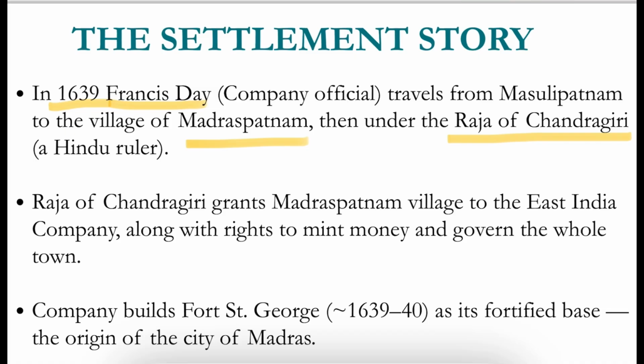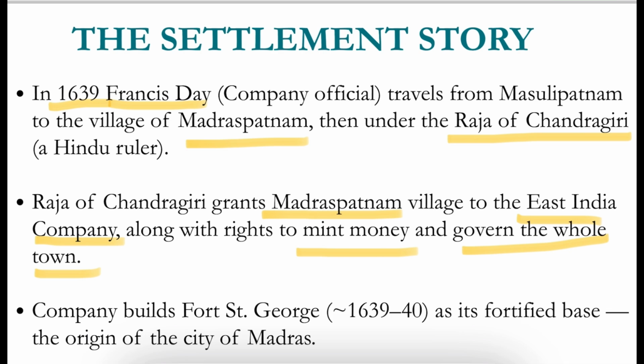Francis Day approached the Raja and requested land to build a trading post. The Raja agreed and granted the village of Madras Patnam to the East India Company. Along with this, the Raja also granted the right to mint coins and govern the entire town. Alright, so the Raja of Chandragiri granted the village of Madras Patnam to East India Company. Along with that, two rights were also granted, right to mint money and right to govern the whole town.